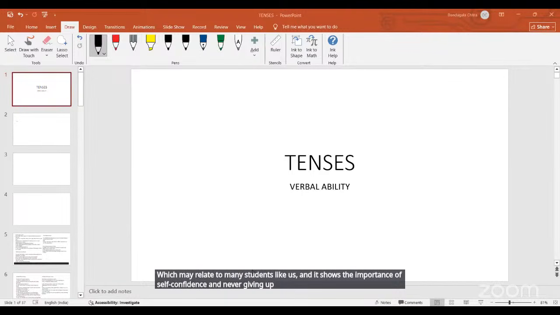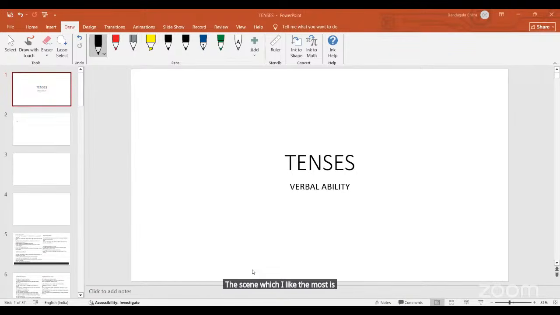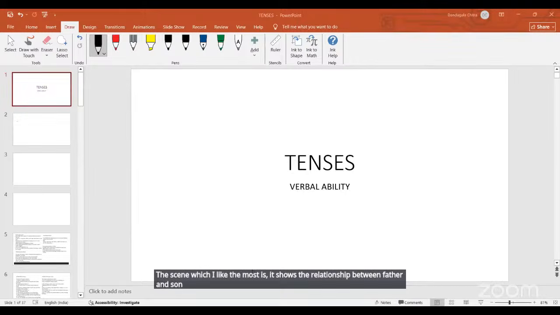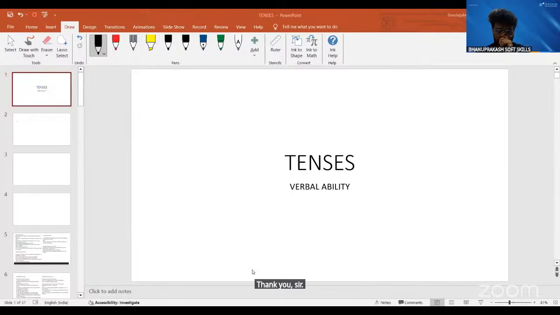And in this movie, the scene which I like the most is the relationship between father and son, and it is very emotional and touching for me. And also the comedy scenes make the movie entertaining and enjoyable. Thank you, sir.